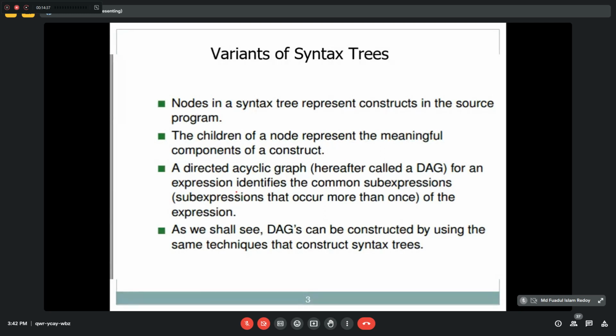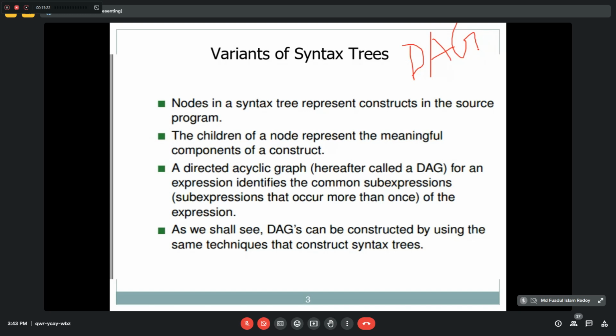Suppose I want to identify whether this expression contains a common sub expression or not. With the help of DAG, that means directed acyclic graph, we can easily identify whether there is actually a common sub expression or not in an expression. Got my point? Yes, sir. So DAG is used to identify common sub expressions in the expression.